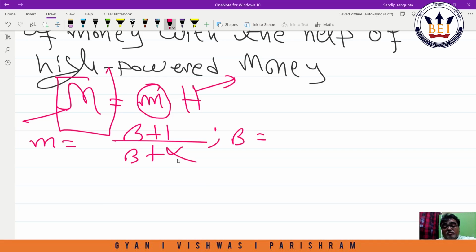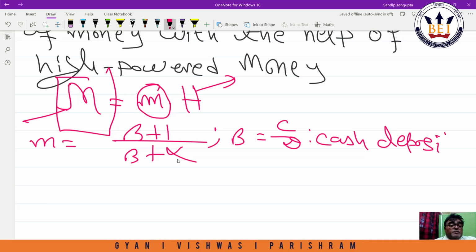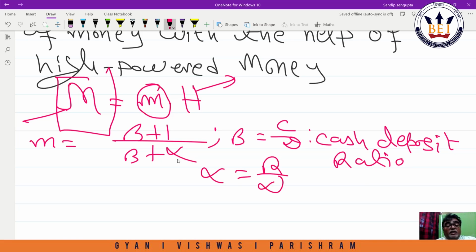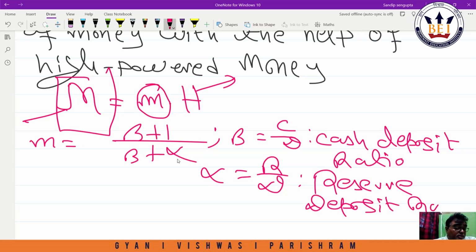Again, beta is equal to what? C by D. So what is C by D? Cash deposit ratio. Alpha is R by D. What is R by D? Reserve deposit ratio.